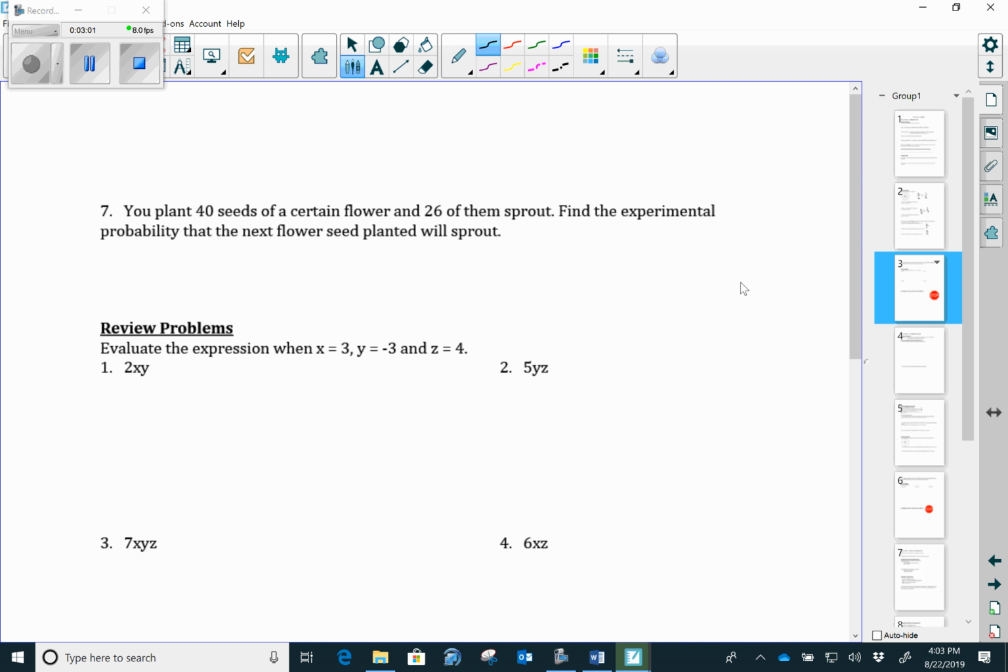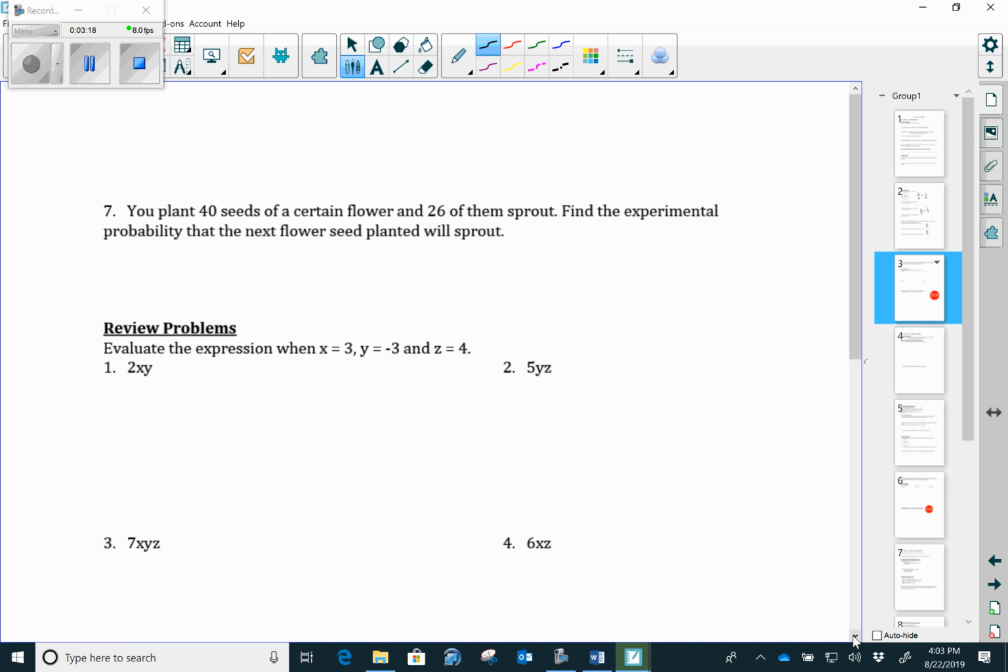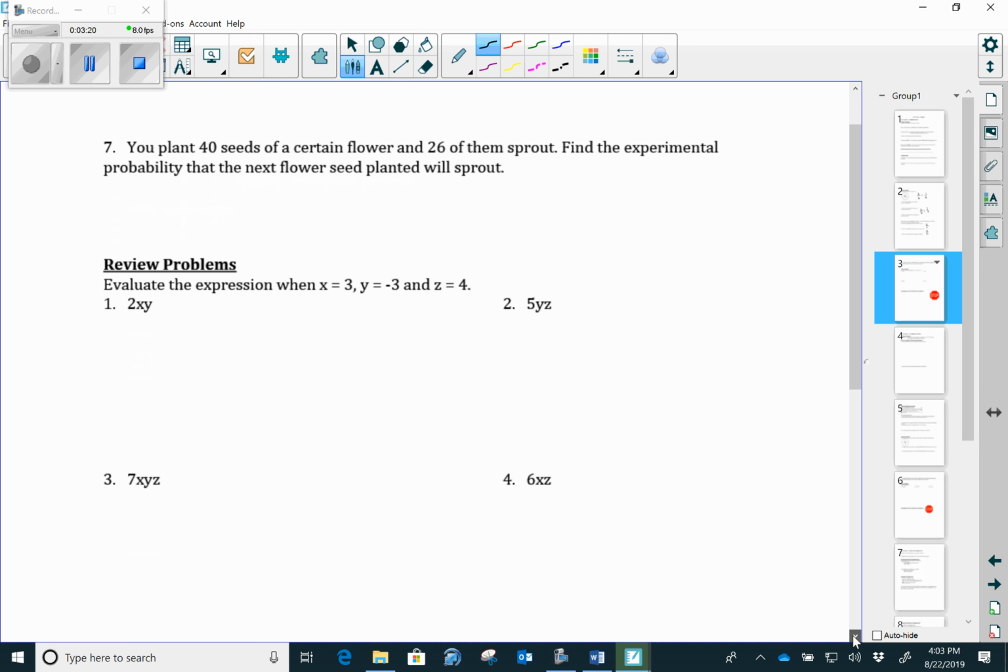Okay, now let's look at example 7. You plant 40 seeds of a certain flower and 26 of them sprout. Find the experimental probability that the next flower seed planted will sprout. So again, you have already gone over the definition of experimental probability and then answer the question. So 26 over 40.